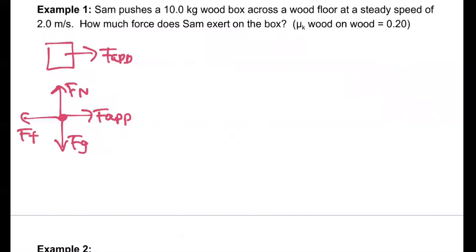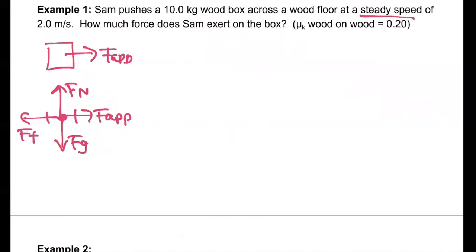Our problem says Sam pushes a 10-kilogram wood box across a wood floor at a steady speed of 2 meters per second. How much force does Sam exert on the box? And it tells us the kinetic friction of wood on wood is 0.2. Now, before I even start this, I want to ask you, what is the net force if my object is moving at a steady speed?